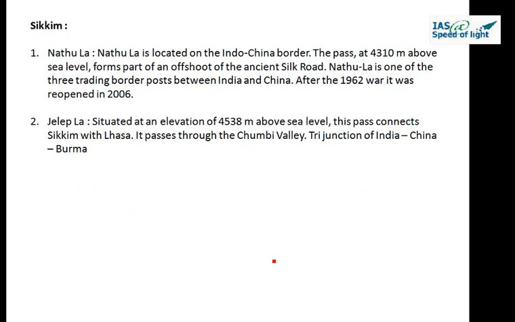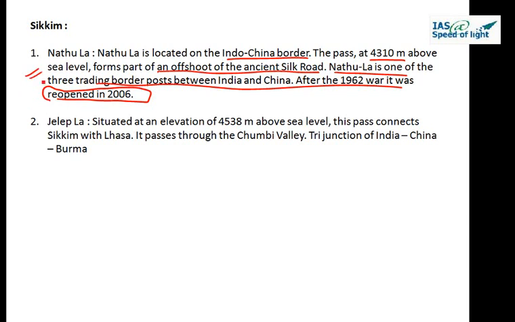Then coming to the final state, Sikkim. The first pass is the Nathula Pass, located on the Indo-China border. The pass, at this particular height of 4,310 meters, forms part of an offshoot of the ancient Silk Road. Nathula is one of the three trading posts between India and China. After 1962, the Nathula Pass was reopened in 2006 for trade with China.